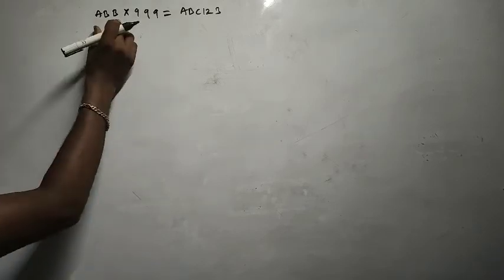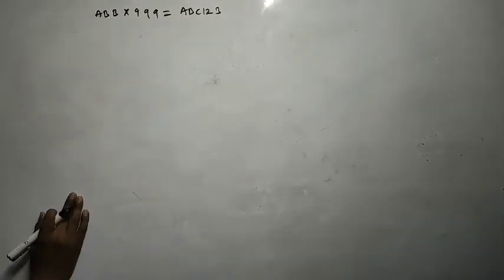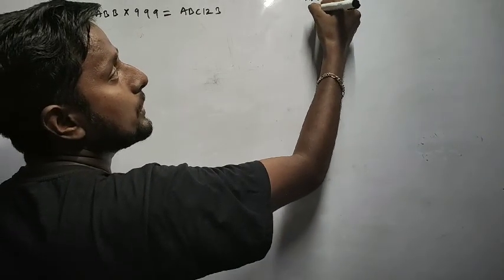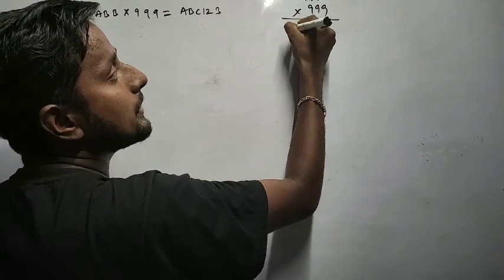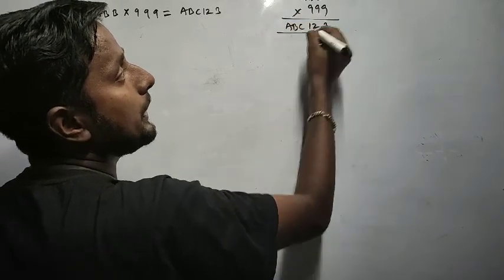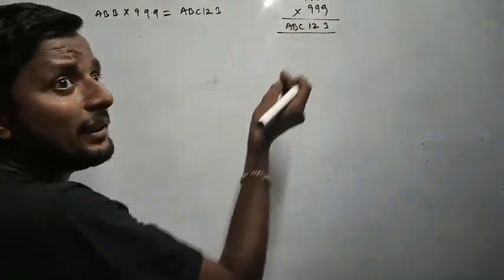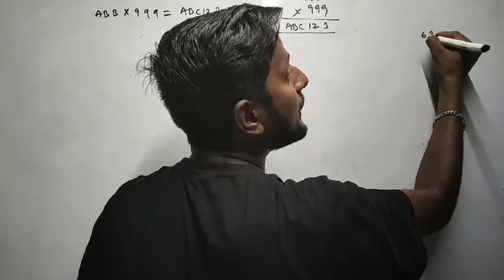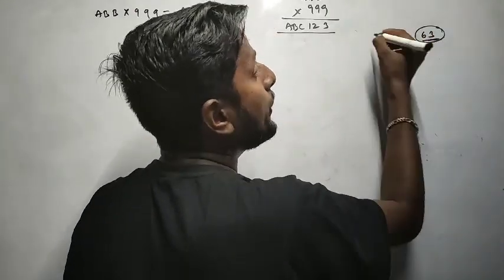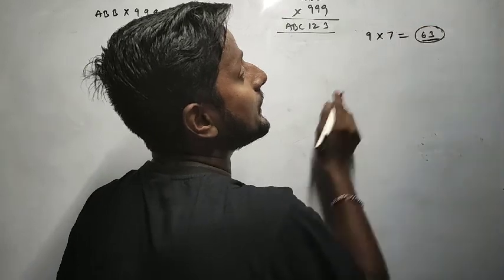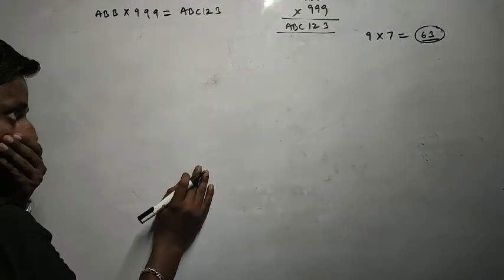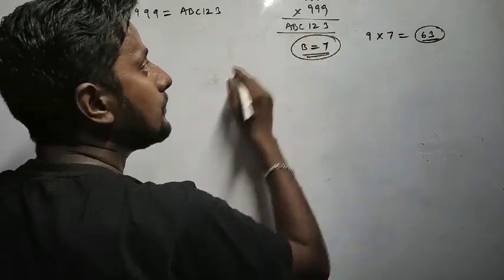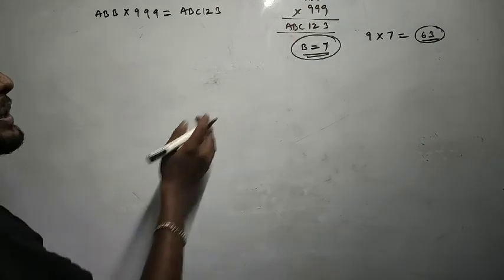ABB into 999 is equal to ABC123. If I write here ABB into 999, the result is ABC123. Look, by multiplying a certain digit, we are getting the answer 3. In the 9 table there is only one multiple ending in 3, that is 63. How did you get 63? 9 sevens are 63. That means the B value is 7. Become very clear: wherever you see B, you can substitute 7.